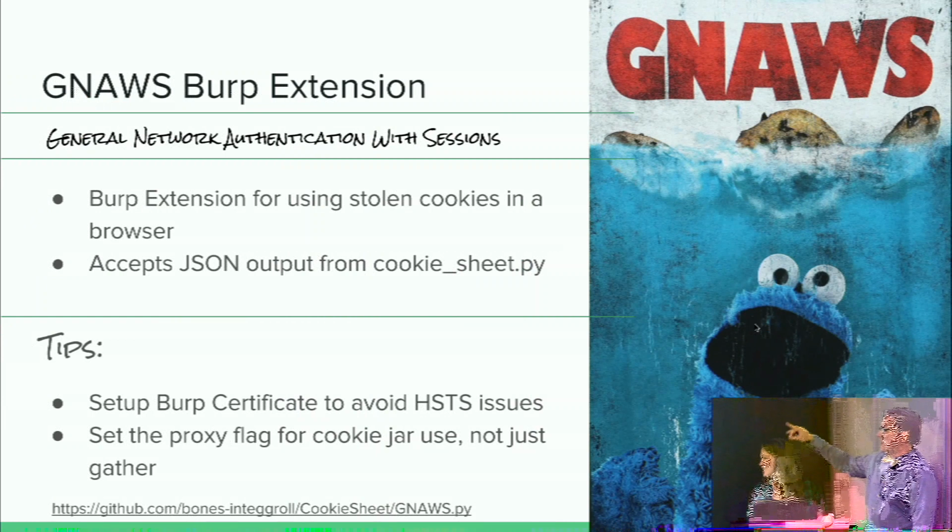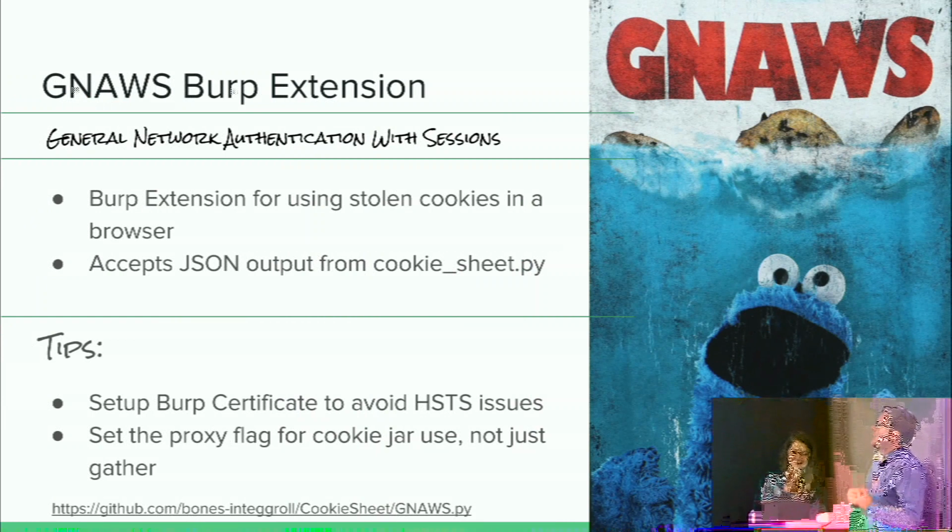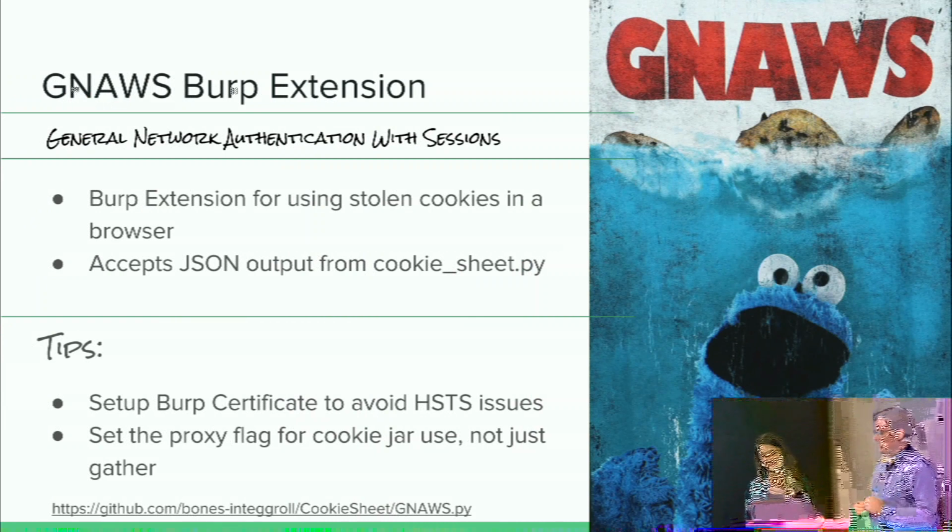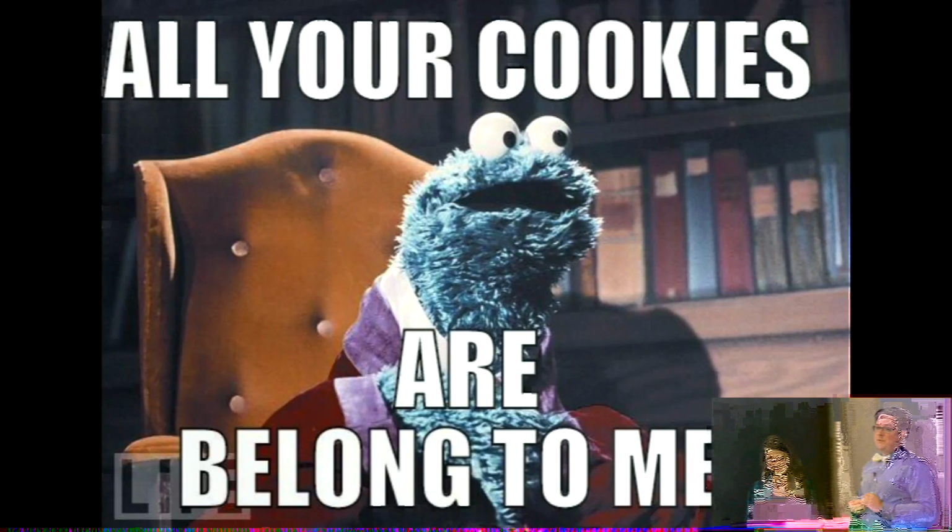Obviously, it says it there at the bottom, you've got to set the proxy flag for the cookie jar use. And you also need to set up your certificate for your local machine, because HSTS is becoming a real thing and it's a problem if you don't do that. It's embarrassing when you don't realize it for multiple hours as well.